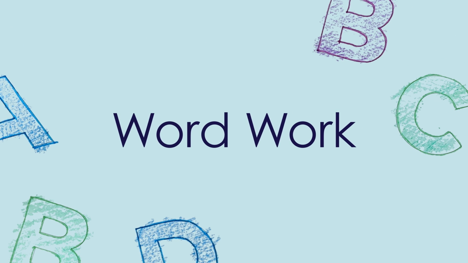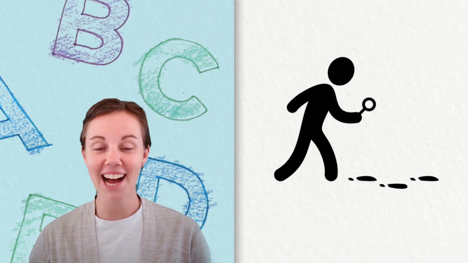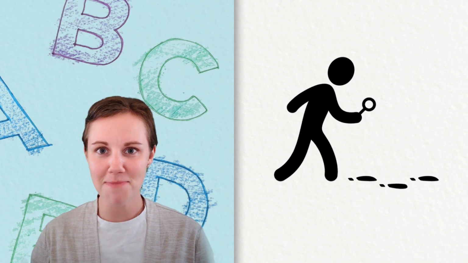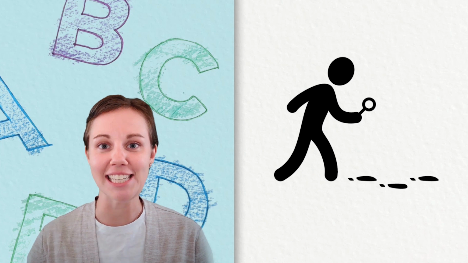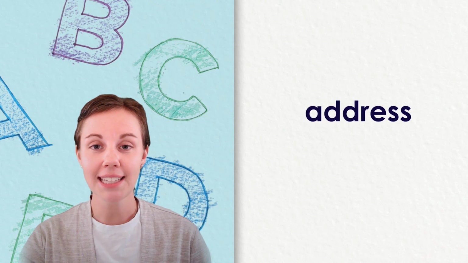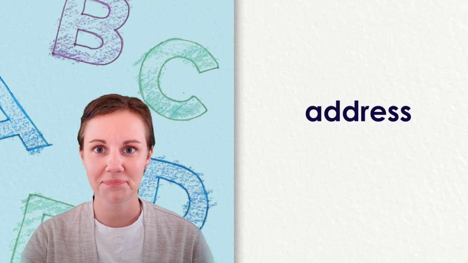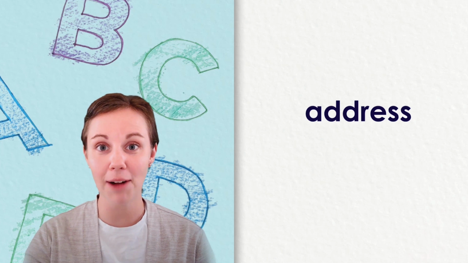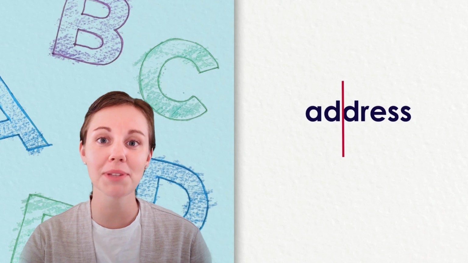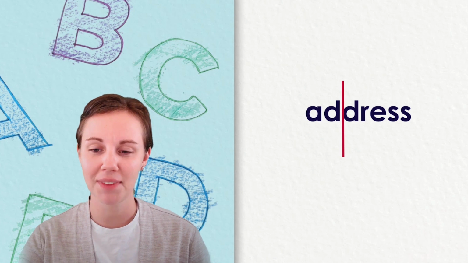Word work. It's time for us to be syllable sleuths. Go ahead and take out your magnifying glass. Let's decode this word. Let's take a look at this word. I'm noticing two separate vowel sounds, so I know it's a two-syllable word. We'll split it between those double letters.